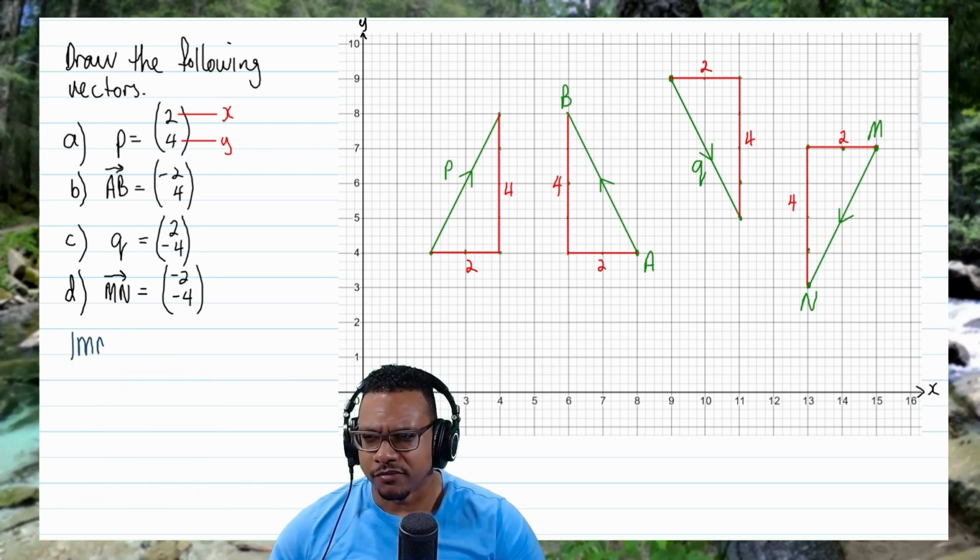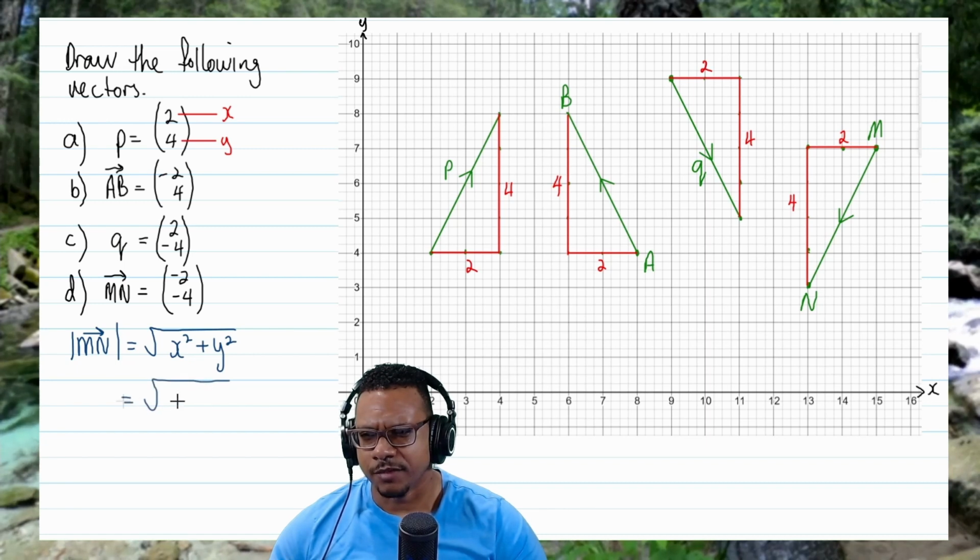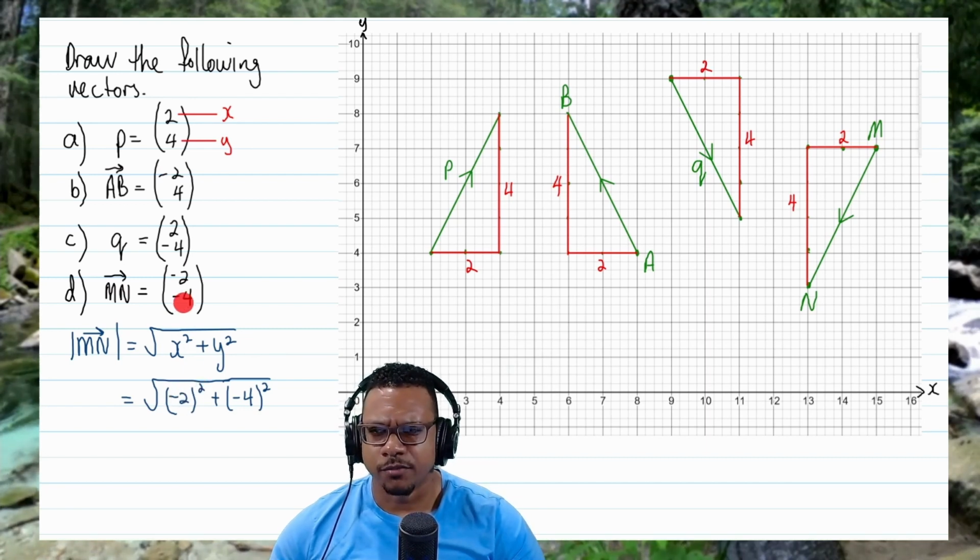So I'll say the magnitude of MN is equal to the square root of x squared plus y squared. So that'll be the square root of -2 squared plus -4 squared. That's because this -2 is the x component of MN. That's why we have -2 squared. And -4 is the y component of this vector MN. That's why for y squared, we have -4 squared.